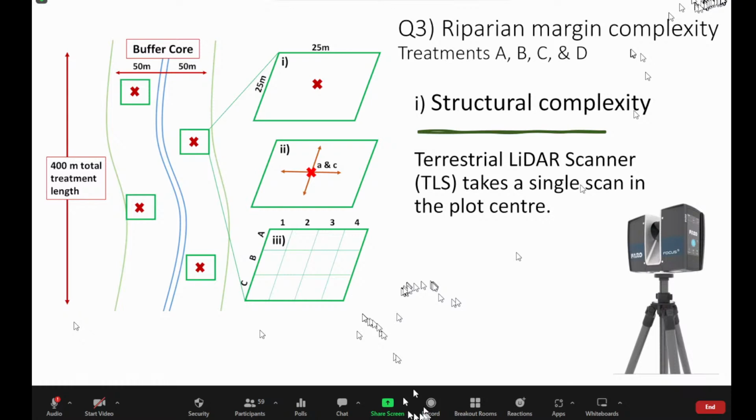For land surface temperature, I actually used a thermal camera. I went into the middle of each of these plots and I took a photo of the ground in 4 different directions, so north, east, southwest. And I repeated those pictures.